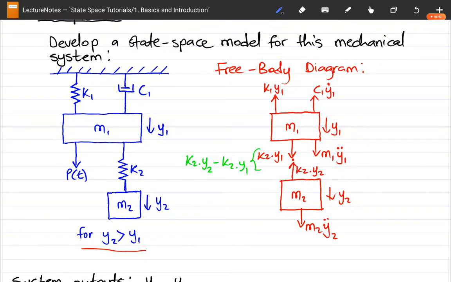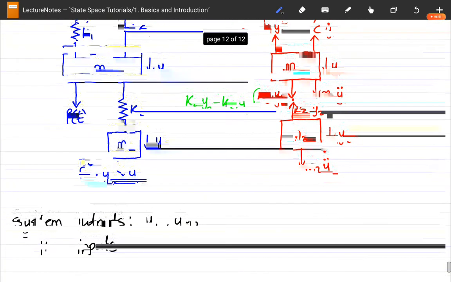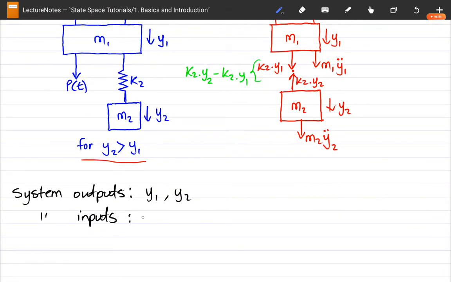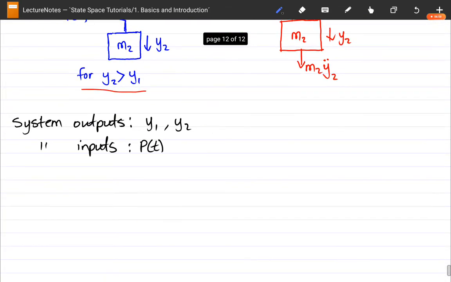And our system inputs. Looking at this, it is clear that our system input is this external force P of t and nothing else acting on the system. And then the state variables.